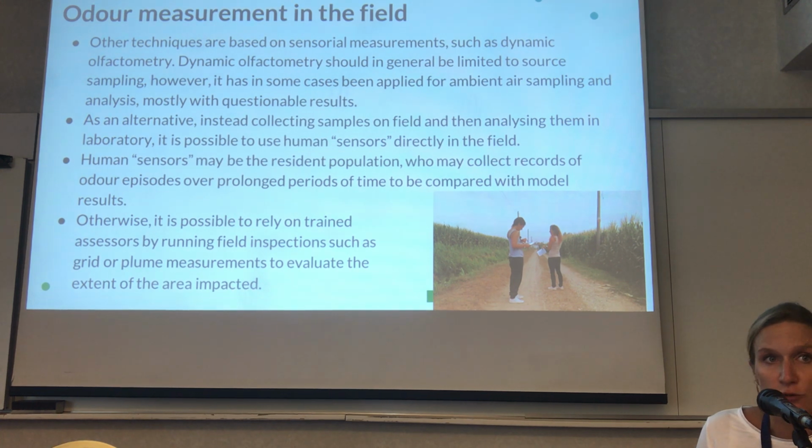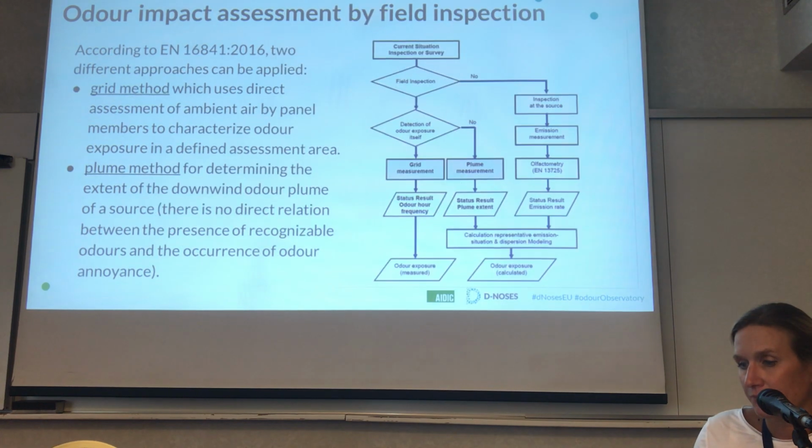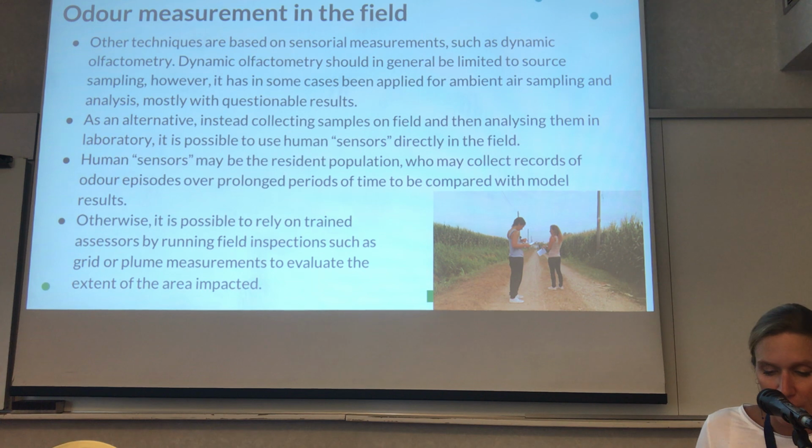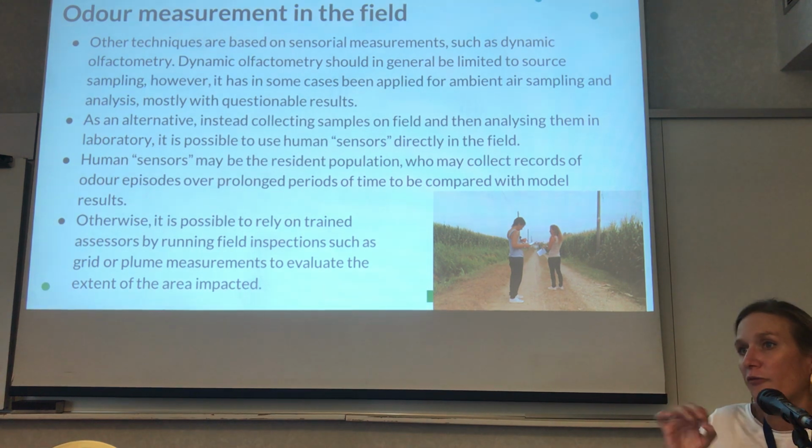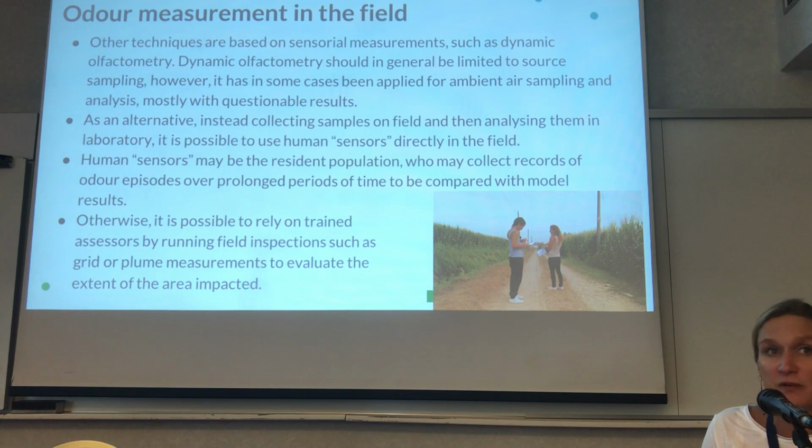Another technique that is possible to use to measure odor in the field is field inspections. Field inspections are still based on humans, so it's not instrumental, but it's based on the use of a human panel. In this case, we are talking, it's not citizen science, it's trained people. So it's a panel of people that are trained and selected. These people can typically do measurements at fixed points or follow some precise paths to identify where the odor is perceived or not.